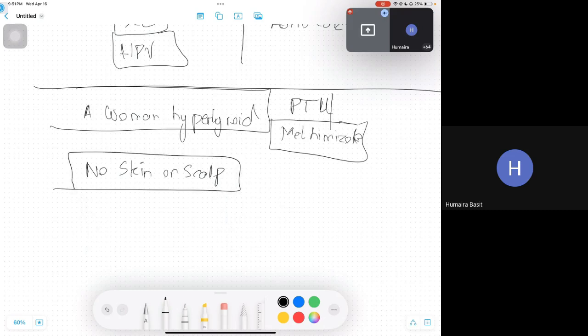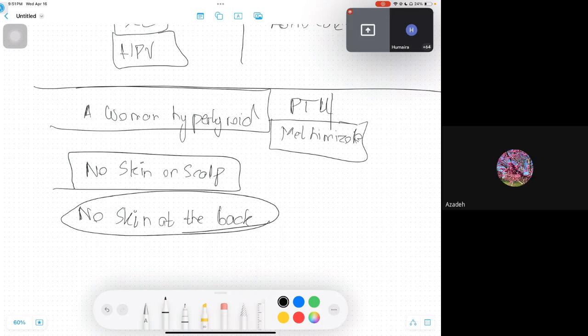So these are the minor differences. Remember, if there is no skin on the back, what drug was the mother taking? Anti-epileptic drugs. Yes, then it will be anti-epileptics. So if there is no skin on the back, then it will be anti-epileptic drugs and it will be due to the neural tube defects.